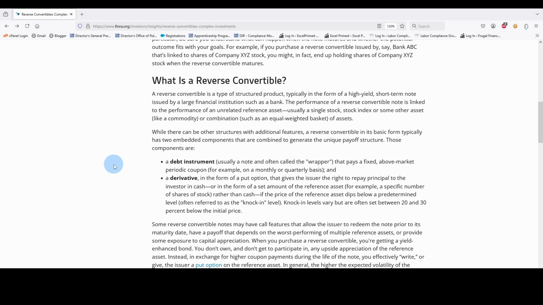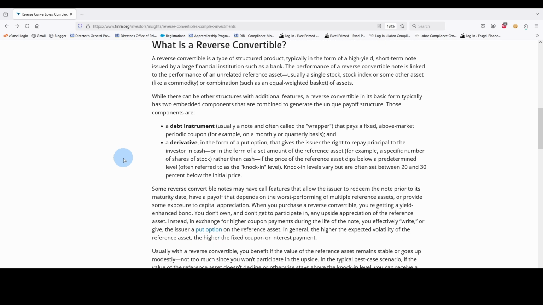Those components are a debt instrument, usually a note and often called the wrapper, that pays a fixed, above-market periodic coupon, for example, on a monthly or quarterly basis, and a derivative in the form of a put option that gives the issuer the right to repay principal to the investor in cash, or in the form of a set amount of the reference asset, for example, a specific number of shares, rather than cash, if the price of the reference asset dips below a predetermined level, often referred to as the knock-in level.